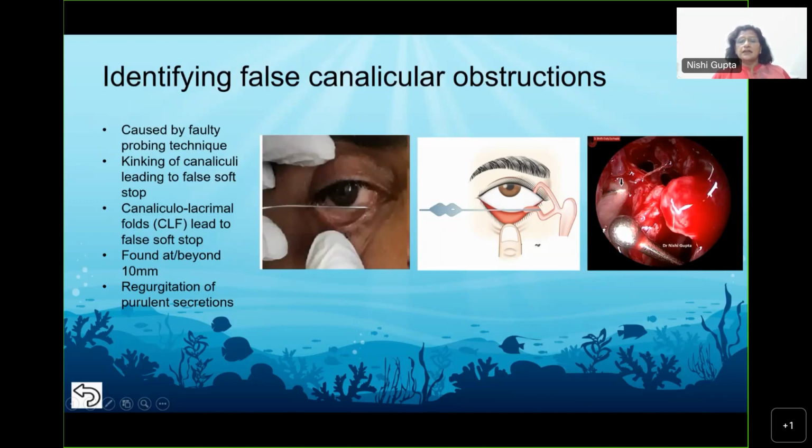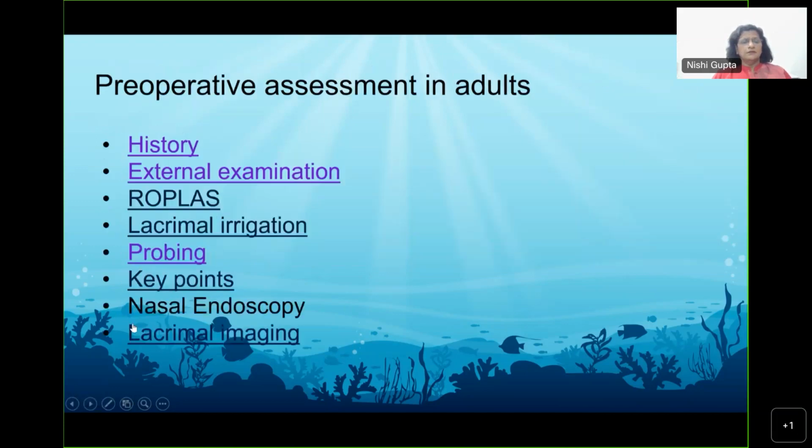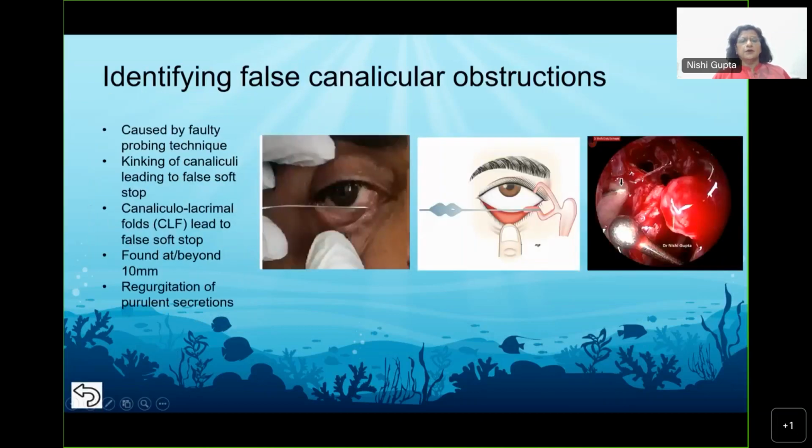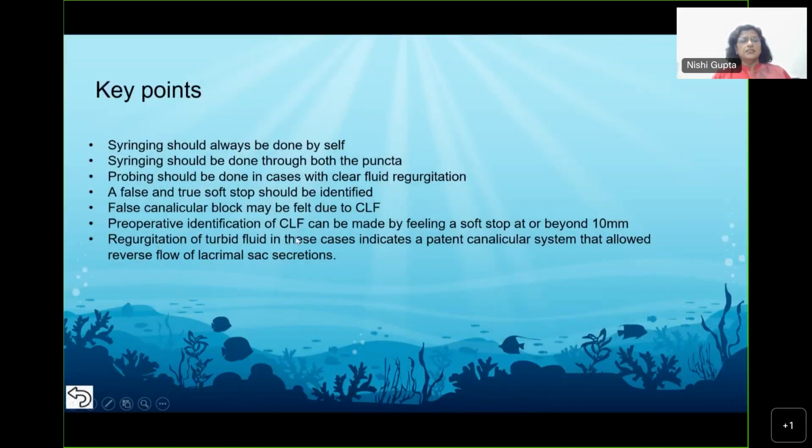If we have not opened the sac and we are doing a preoperative evaluation and we feel a soft stop, then we might say that the patient has a canalicular obstruction, which is not true. So how do we differentiate it, and how do we know that it is a false canalicular block? I'll be talking about the false canalicular block here. The false canalicular block can be identified by the fact that regurgitation of turbid fluid in these cases indicates a patent canalicular system that allowed reverse flow of lacrimal secretion.